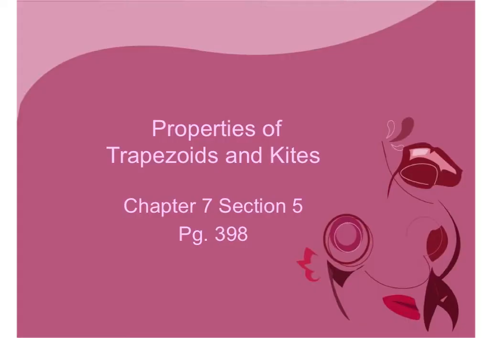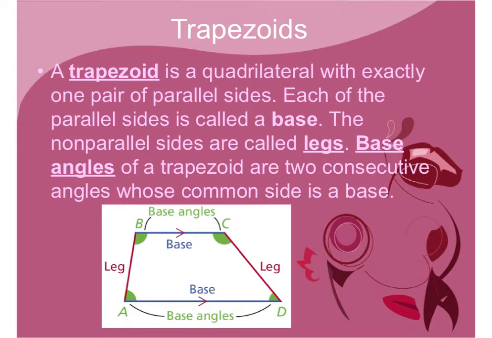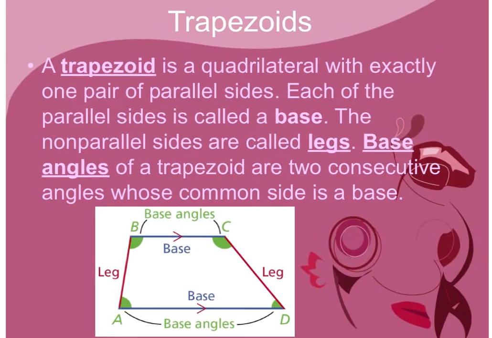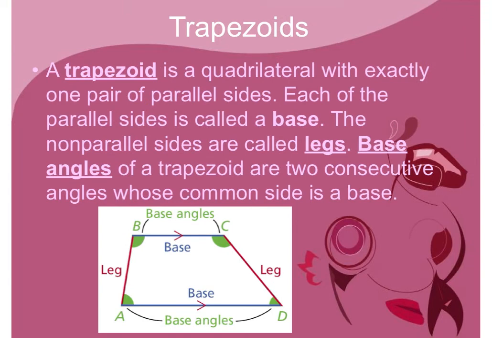Five properties of trapezoids and kites. So we've got two new figures that we're going to learn about today. Okay, they're both quadrilaterals. A trapezoid is a quadrilateral with exactly one pair of parallel sides. Each of the parallel sides is called a base. The non-parallel sides are called the legs.